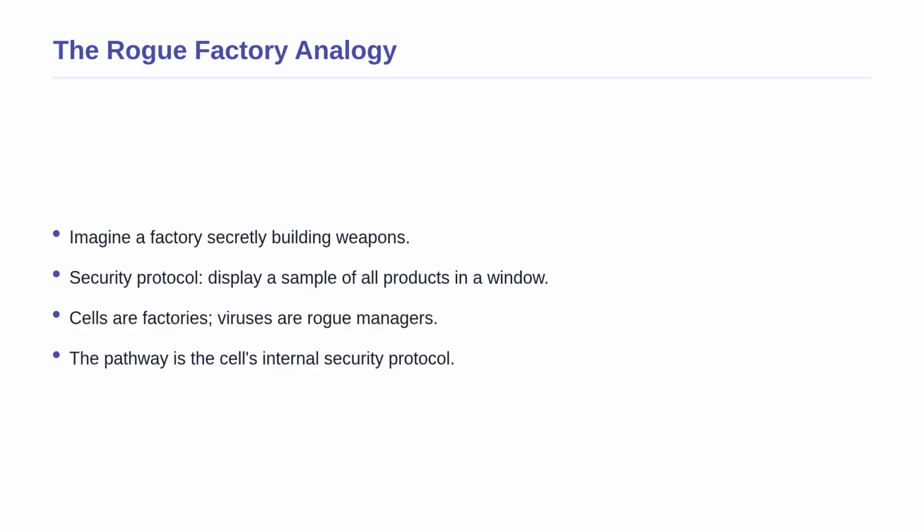The factory has a special security protocol where a tiny sample of every single thing made inside must be displayed in a glass window facing the street. If the police see a weapon part, they destroy the factory. In your body, your cells are the factories, viruses are the rogue managers, and the endogenous antigen processing pathway is that exact security protocol.